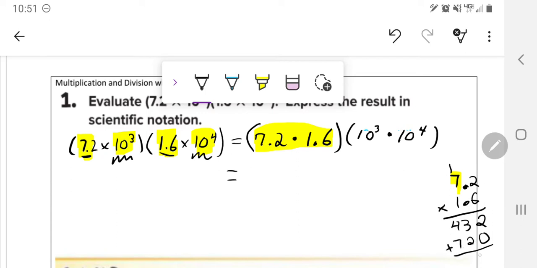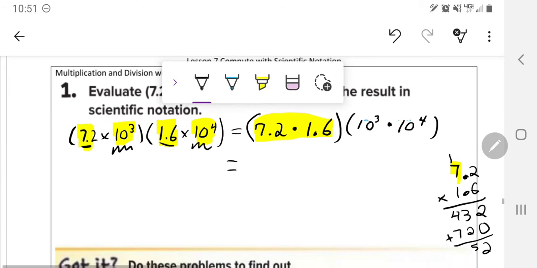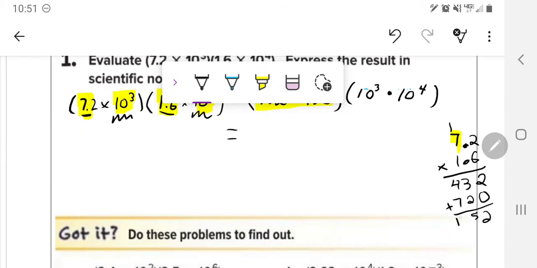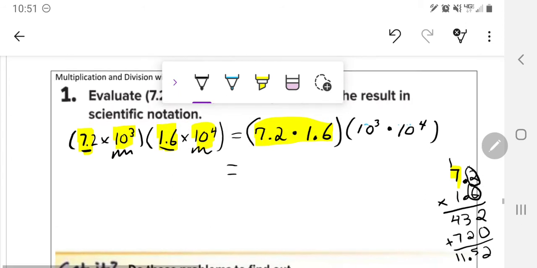Now I add this up to 52 and 11. I count up my decimal places, 1, 2. So I know that I have to have 2 decimal places. So I have a value of 11.52. And that's going to be multiplied by, now we have this power of 10.